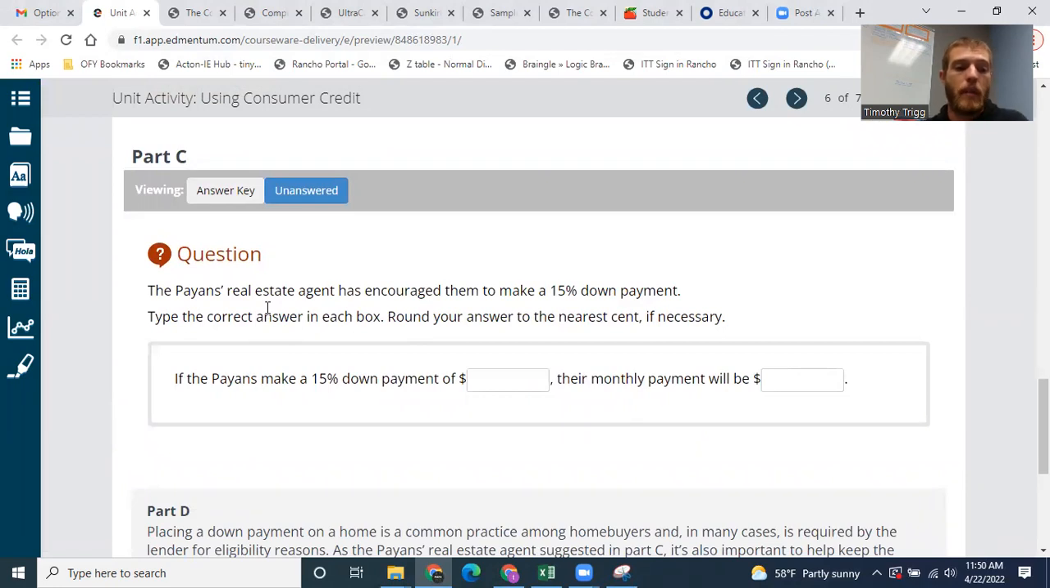Next question, part C. The Pions' real estate agent has encouraged them to make a 15% down payment. Type the correct answer in each box, round your answer to the nearest cent if necessary. So if they make a 15% down payment, that means their loan is going to be lower because the price of the house is $250,000 and they're going to pay 15% of that up front. So they're going to pay 15% of the $250,000.